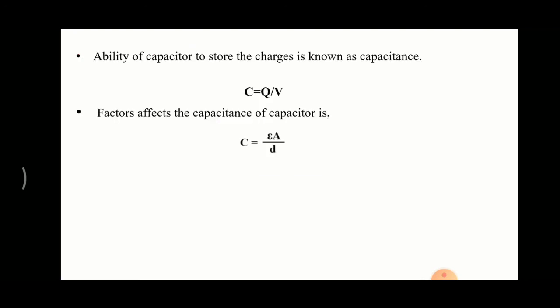Now, what is capacitance? Capacitance is nothing but the ability of a capacitor to store charge, and it can be calculated by C equals Q by V, that is, the charge divided by the voltage. The factors that affect the capacitance of the capacitor are given by C equals epsilon A divided by D. There are three factors which affect the capacitance of the capacitor.